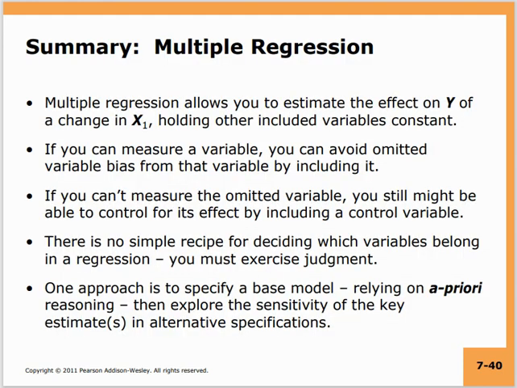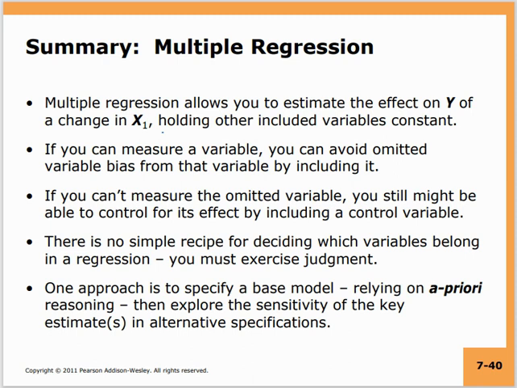So to summarize, multiple regression allows you to estimate the effect on y of a change in x1 holding other included variables constant. So multiple regression allows you to see the conditional effect of x1 on y while the other included variables are held constant. Okay. If you can measure a variable, you can avoid omitted variable bias from that variable by including it. So anything that you can think of that might cause omitted variable bias if you had not included it, then you must include that variable.